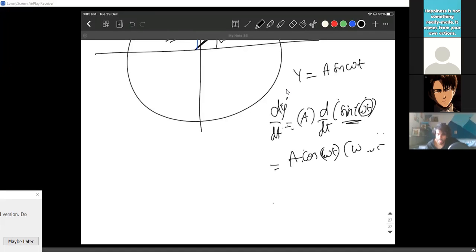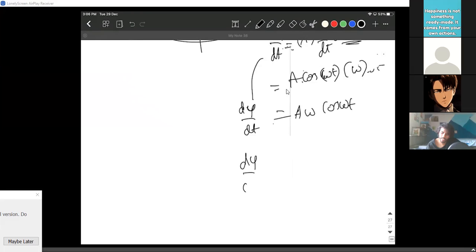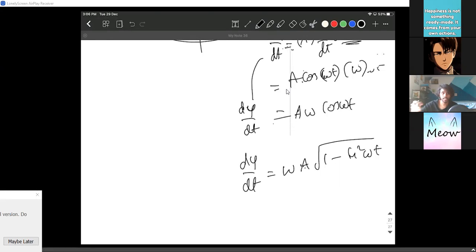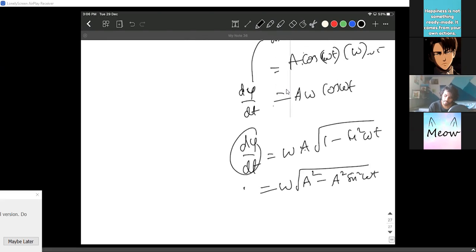So I get an additional omega. So dy by dt equals a omega cos omega t. So dy by dt equals omega into a into root over 1 minus sine square omega t. Since you know sine theta equals root over 1 minus cos square theta, or cos theta equals root over 1 minus sine square theta, I'm going to send that a inside: a square minus a square sine square omega t. Now this thing is nothing but the speed, omega root of a square minus x square.